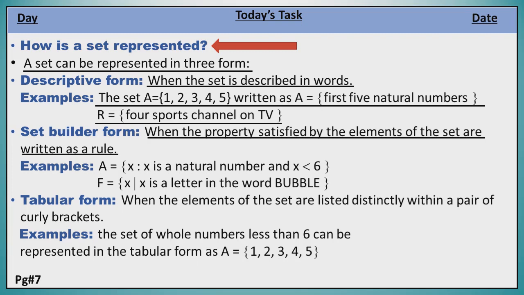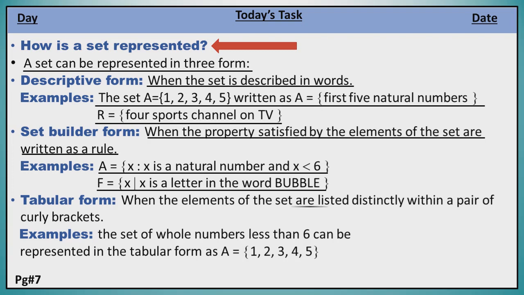Dear students, set builder form में भी हम set को statement की form में describe करते हैं. But before describing the statement, हमें set builder form में एक rule mention करना ज़रूरी होता है. That is called X such that X. Look at the example. A is equal to X such that X is a natural number and X less than 6. F is equal to X such that X is a letter in the word bubble.